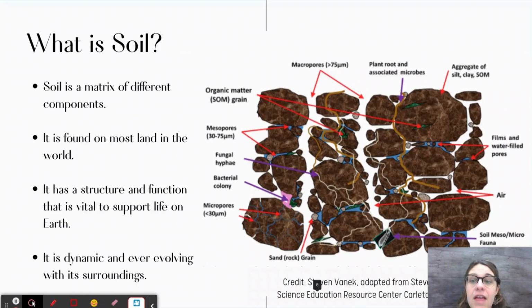One of the main things to consider is that soil is found on most land in the world. Soil is not just dirt. Soil is 25% air, 25% water, 45% minerals, and 5% organic matter. And all of these different components are working together to support all life on Earth. Soil is found on almost all land in the world. And it's really our job to make sure it's healthy and is providing functions to the ecosystems and places we live.